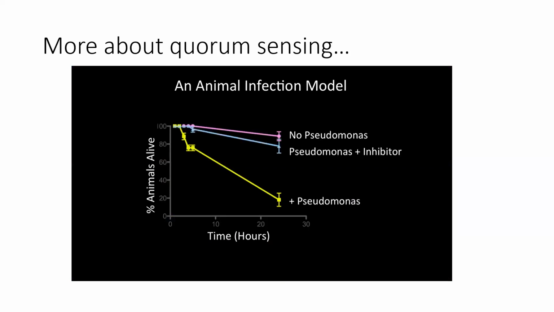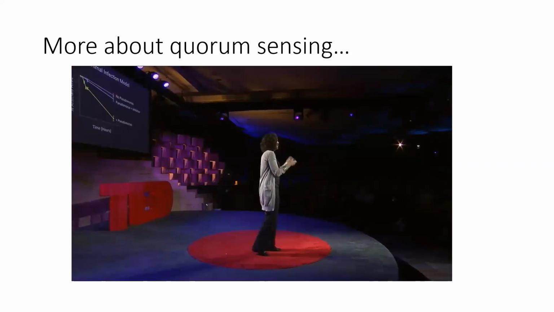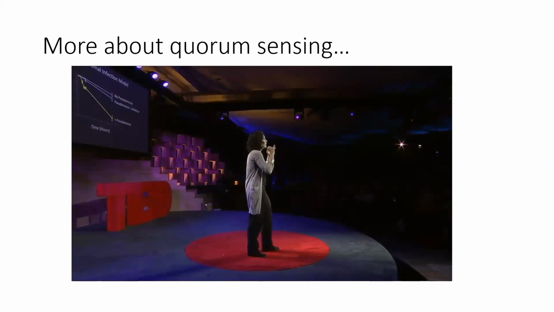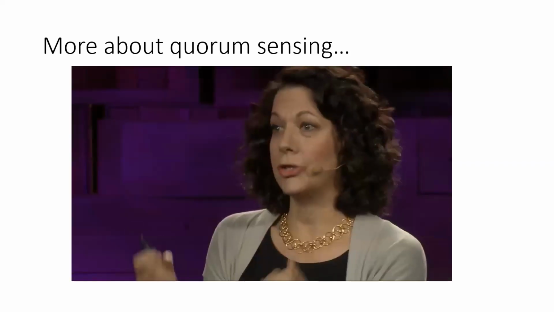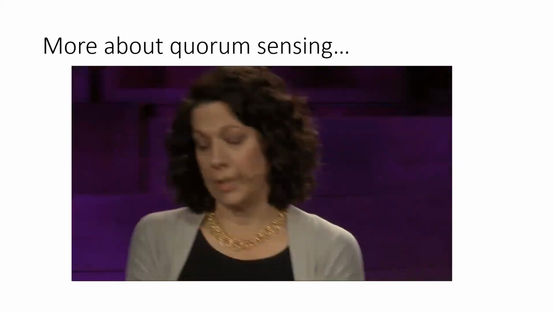But if we give the Pseudomonas infection and we give that inhibitor molecule that I showed you, what you can see with the third line is that we can greatly improve the outcome for the animal. So in fact, we think now that there must be merit to this idea of interfering with chemical communication, and that maybe this could form the foundation of a new type of therapeutic.